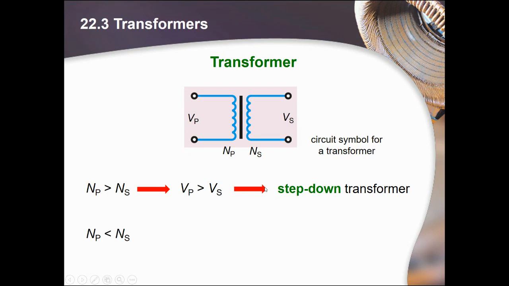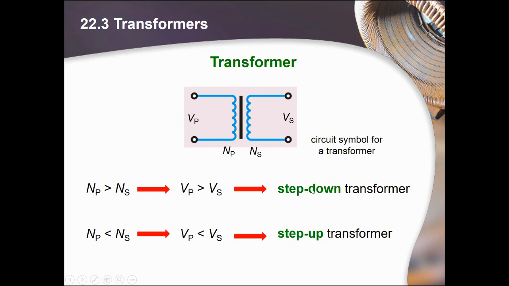The same goes for the opposite way. If my number of turns in the primary coil is less than the secondary coil, so let's say I have 5 turns in the primary coil and 100 turns in the secondary coil, the same goes for the voltage. If my primary coil is 5 volts, with the secondary coil at 100 turns, I have 100 volts. So the voltage in the secondary coil will be much more. The voltage is being increased. We say that is a step up transformer.